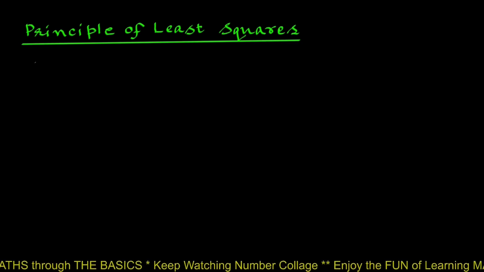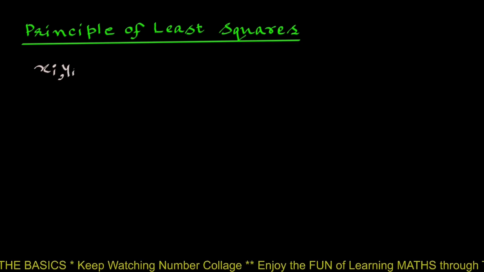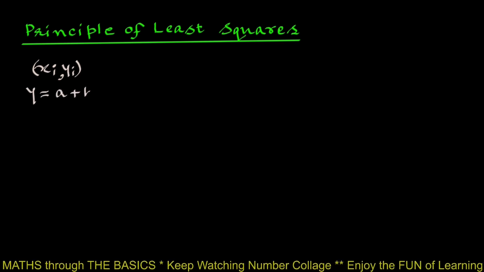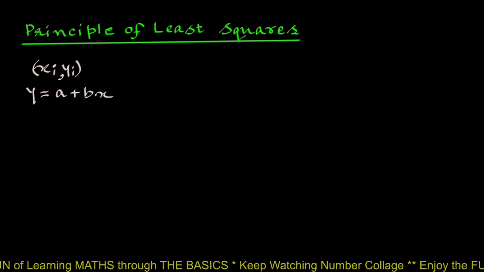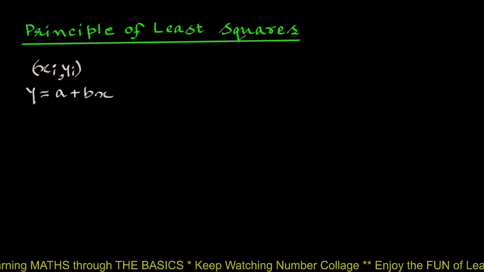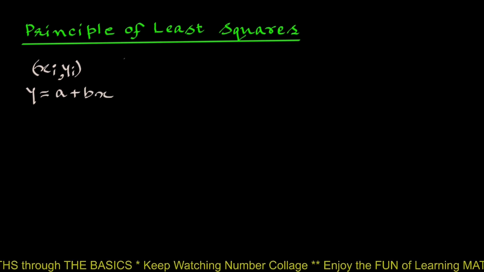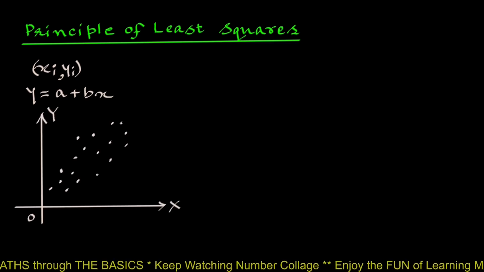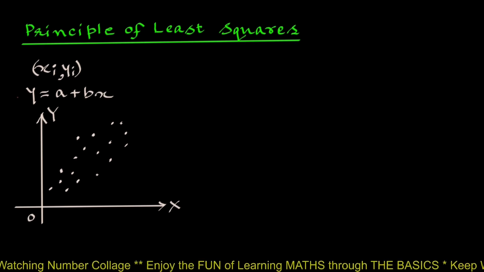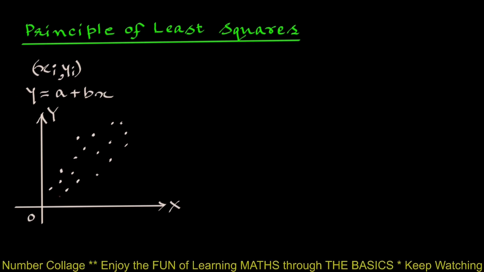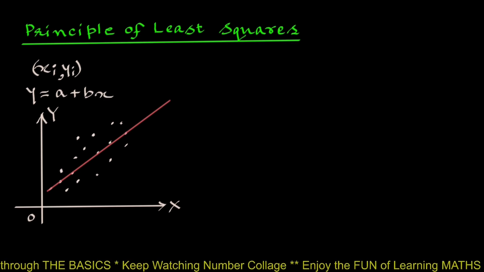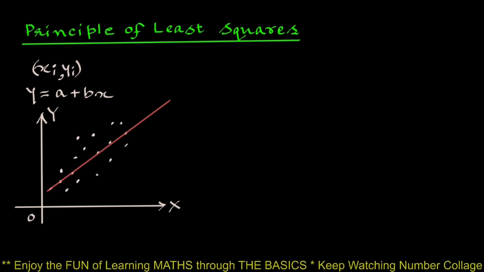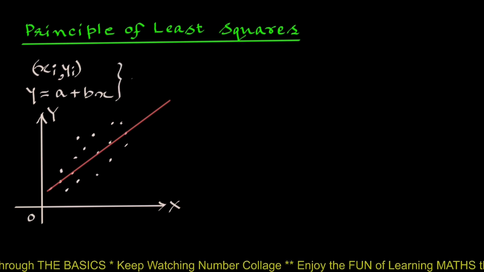Suppose we are given a set of points (xi, yi), and we want to fit a straight line y equals a plus bx using these points. The straight line must be close to the given points to the maximum extent. For that, we use the principle of least squares. Suppose the given points are as shown in the figure. According to this principle, the line y equals a plus bx should be such that the distance of the given points from the straight line, measured along the y-axis, must be minimum. The line obtained in this way is called the line of best fit.